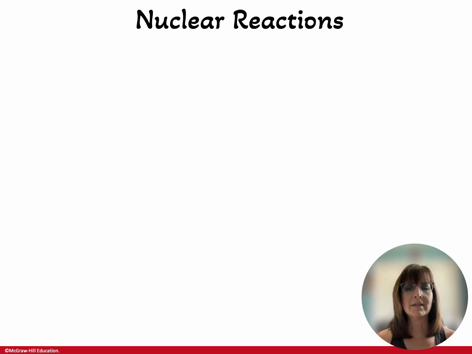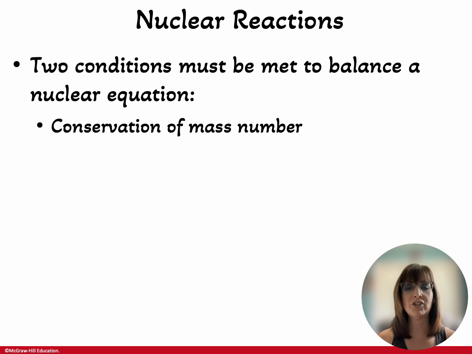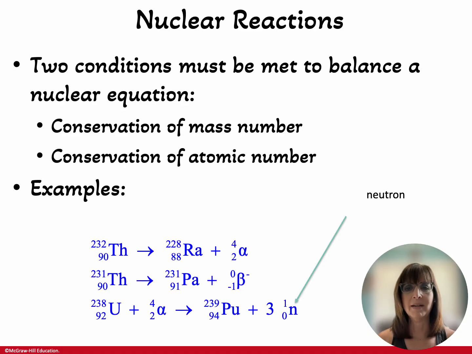Balancing nuclear reactions is going to seem intimidating, but it's actually really pretty easy. There are two conditions that you must meet to balance a nuclear reaction. Number one, conservation of the mass number and conservation of the atomic number. Now, this sounds horrible, right? But it's really not that bad.